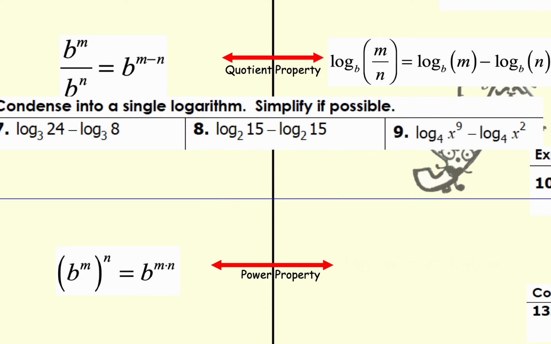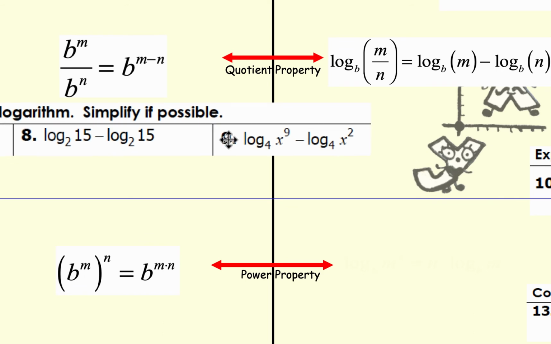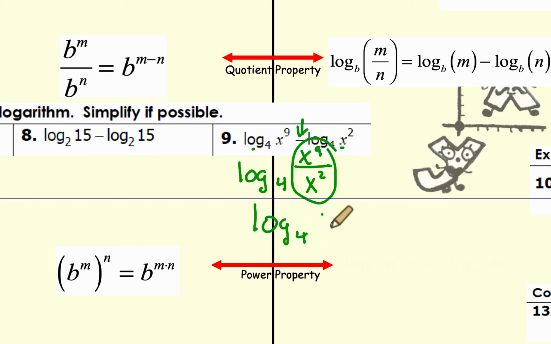I'm going to do the last one on that, number 9 also. So what's my common base? 4. Since it's subtraction and the bases are the same, I'm going to write it as first term divided by second term. And remember, a property of exponents says I subtract the exponents, which would give me log base 4 of x to the 7th.